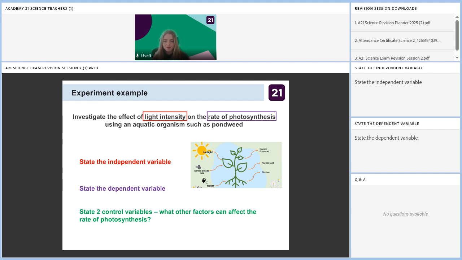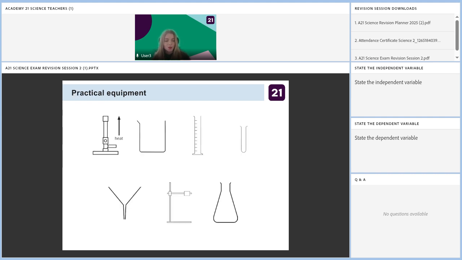Yeah, lovely, well done. Great, okay, so some things that we might want to keep the same in order to keep our results valid could be things like the amount of water, the temperature, and the carbon dioxide levels as well, okay? So control variables, you keep them the same to keep your results valid and allow you to compare them as well.